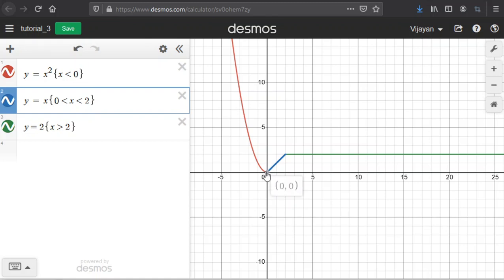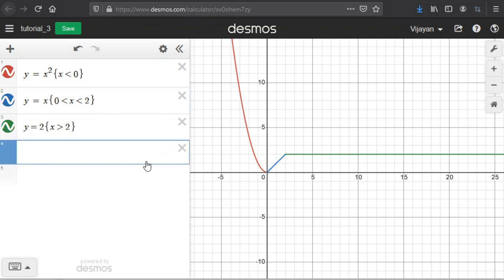Also, at x equal to 0, the function is again discontinuous, because nowhere is it written x less than or equal to. It is always x less than 0 or 0 less than x less than 2. That means at 0 the function is undefined, and at 2 also the function is undefined. So this given function is not continuous. Graphically we can see that it is not continuous because it is not defined at that point. So this is how continuity and differentiability can be taught to the students using Desmos.